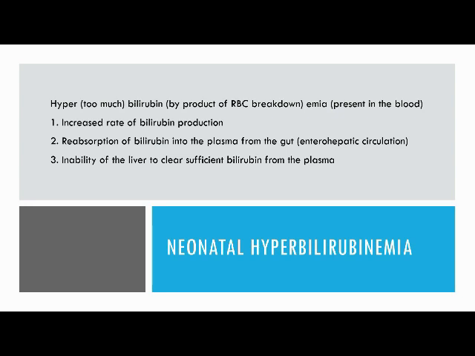So you have an increased rate of bilirubin production. You have reabsorption of bilirubin into the plasma from the gut, or this is called enterohepatic circulation. And the third one is an inability of the liver to clear sufficient bilirubin from the plasma. So those three mechanisms we'll be referring back to as we go through this.